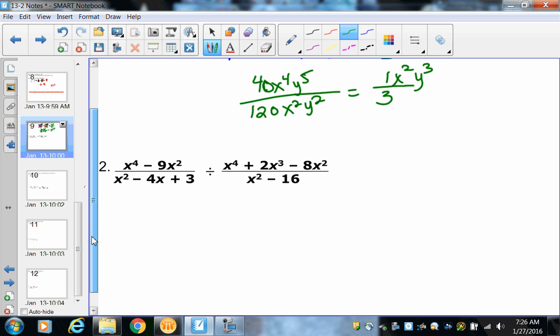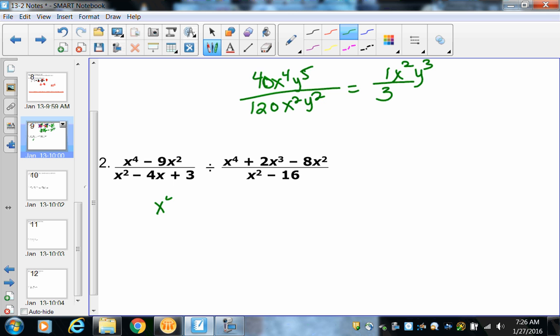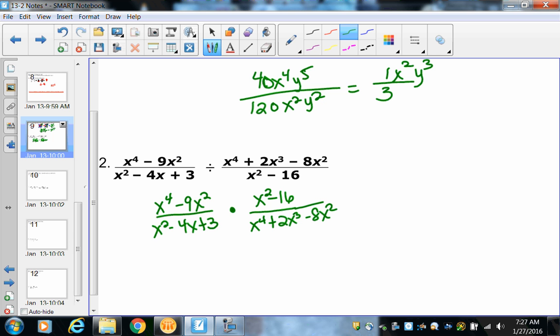Let's try another. So we're going to keep the first fraction the same, change division to multiplication, and flip the second one. And just like what we did yesterday with multiplication, we're going to go through those steps. Your first step would be to factor everything. I'm not going to go through the steps of factoring because by this point you should be able to factor. If you still cannot factor or do not know where these factors came from, then you need to make arrangements with your teacher for additional help.